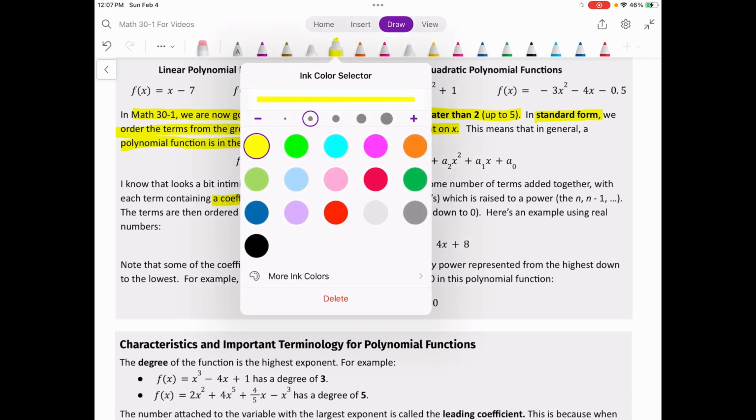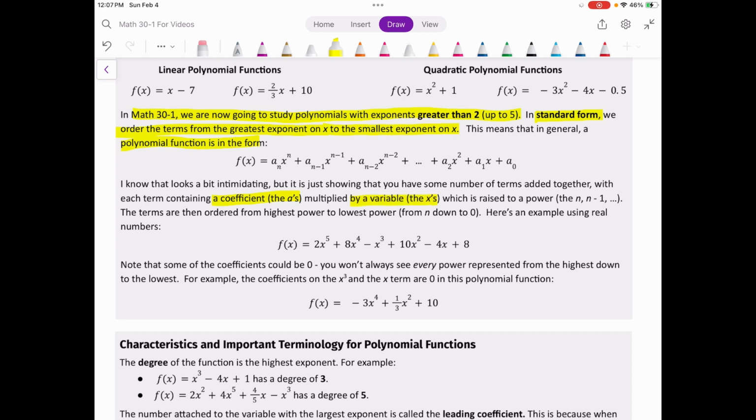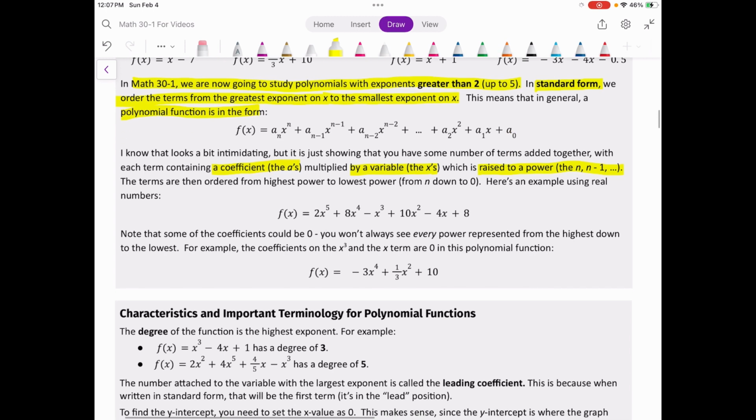And notice they're all just multiplied by the variable, that's our x's, which is then raised to some power, the n minus 1. So this is standard form because you can see x to the power of n, if n is our largest exponent, this is the next largest, the next largest, down to x to the power of 1, to the power of 0, and that's our constant term, right? So all it's showing is that in standard form, we will write out our terms from the highest exponent on x all the way down to the constant term, which is an exponent on x of 0, okay? The terms are ordered from the highest power to the lowest power, from n down to 0, okay?